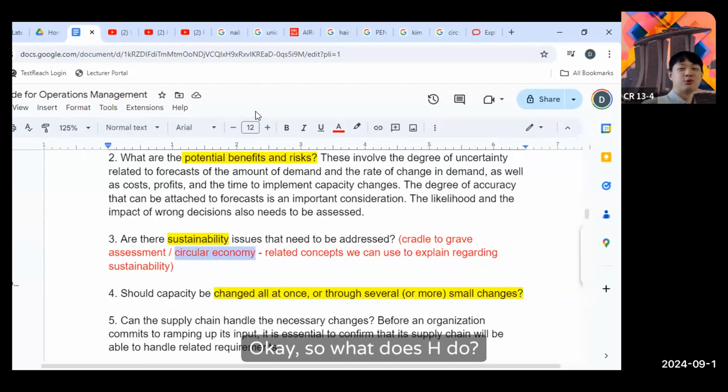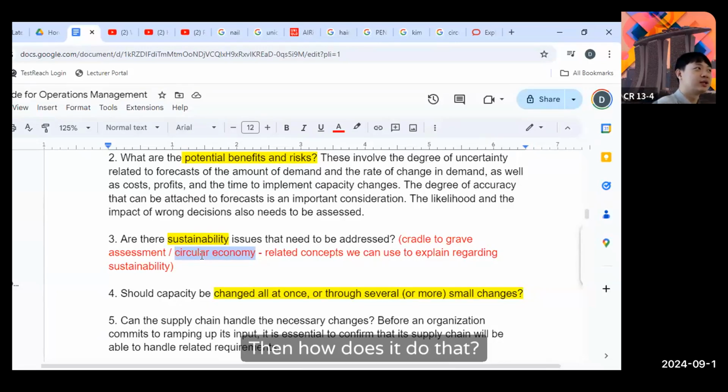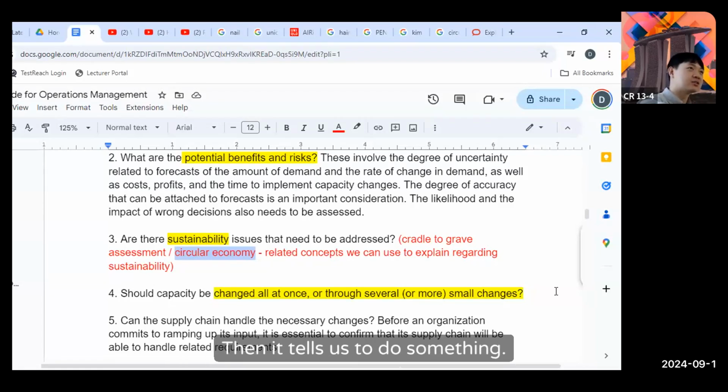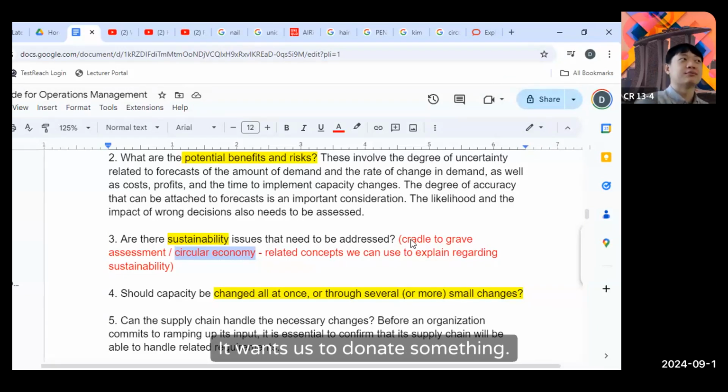So in the example we gave, H&M practices circular economy. How does it do that? What does H&M do? It sells clothes. They reuse. So we go into the store, and usually beside the counter we see this big bin. Then it tells us to do something. So what does it tell us to do? You go into the store, you see this big bin, this big basket. It wants us to donate something. What?